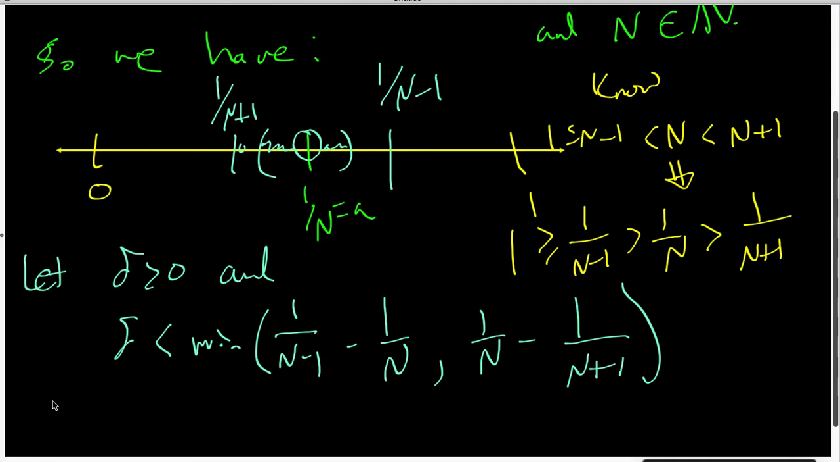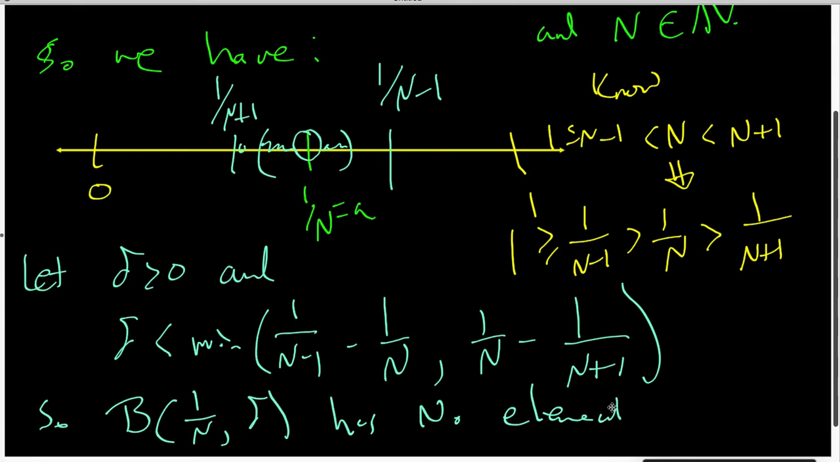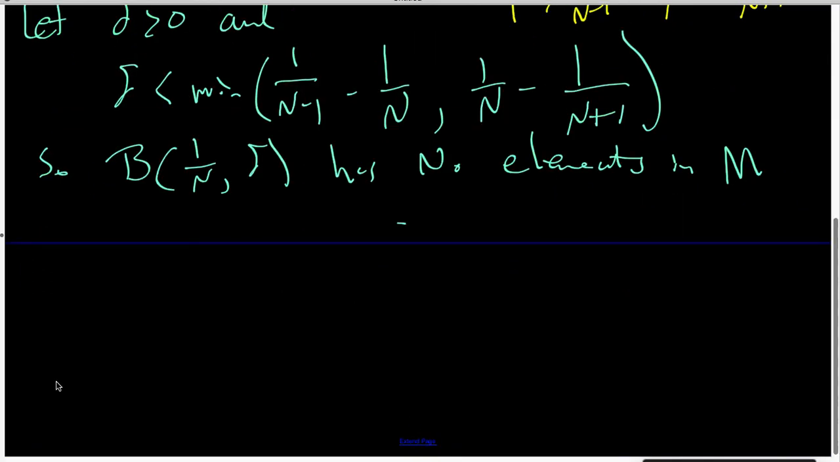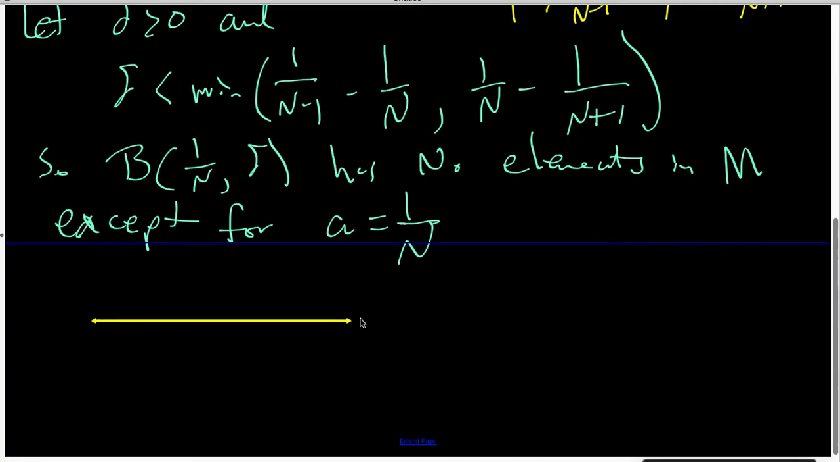So that means the delta ball centered at 1 over N of radius delta has no elements inside set M except for A, which is equal to 1 over N. In other words, when I look at the delta ball, I've got this sort of a situation.